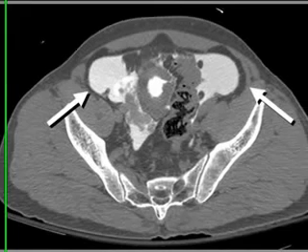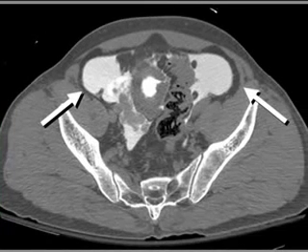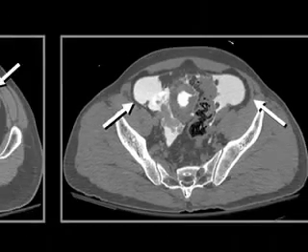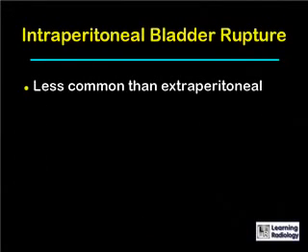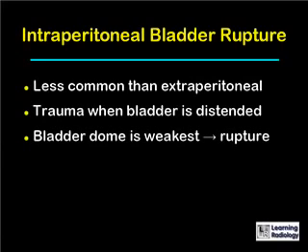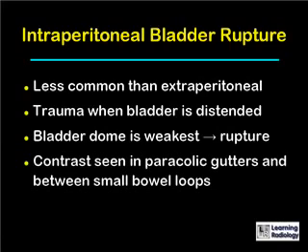loops of bowel. In this second image, you see additional contrast, which is extraluminal to the bladder, surrounding adjacent loops of bowel. Intraperitoneal bladder ruptures are less common than the extraperitoneal form of bladder rupture. Usually, these occur when the bladder is distended. The bladder dome is the weakest point, and it is the first that tends to rupture. Contrast may be seen in the paracolic gutters and between loops of small bowel.